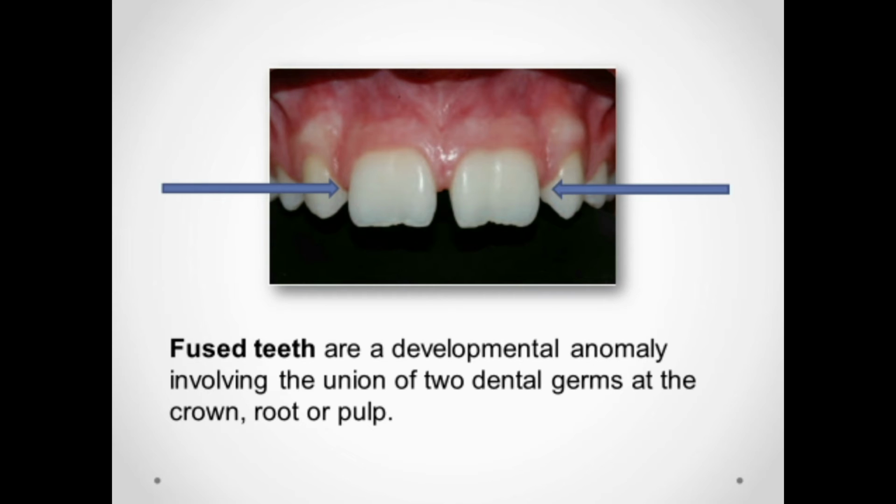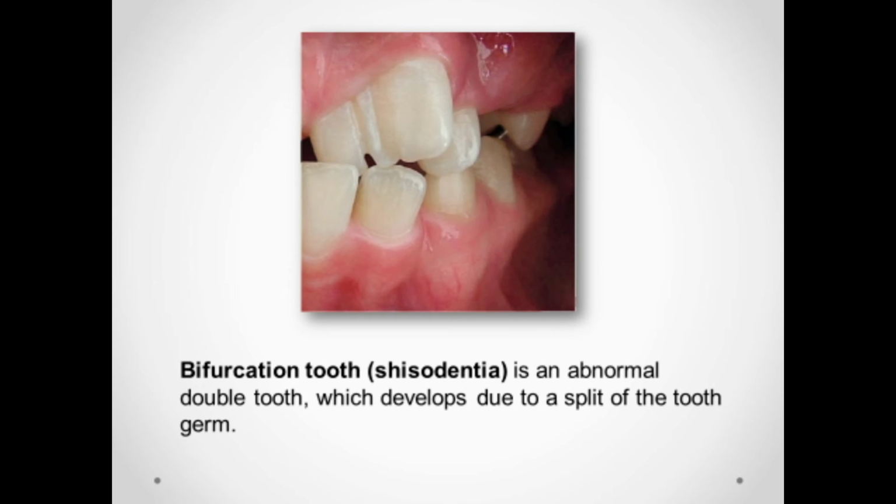Fused teeth are a developmental anomaly involving the union of two dental germs at the crown, root or pulp. This pathology appears as increased mesiodistal width of the tooth crown. At the same time, the lateral incisor is absent due to its fusion with the medial incisor. The population frequency of this condition is 0.5%. Bifurcation.